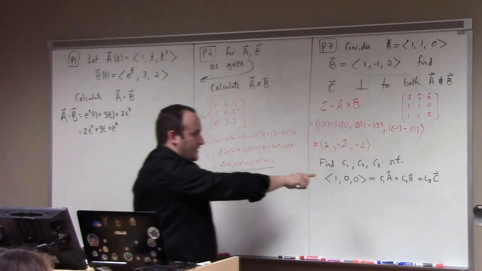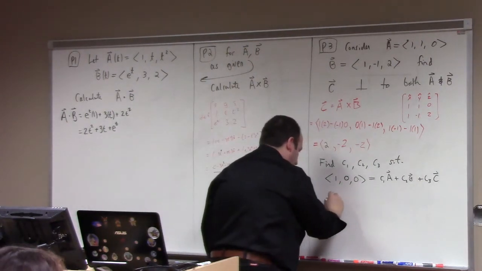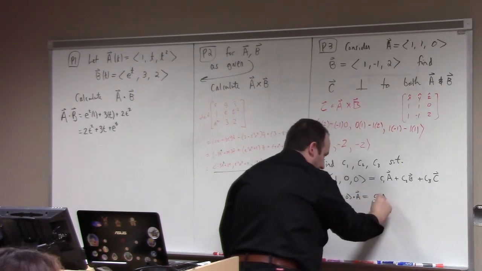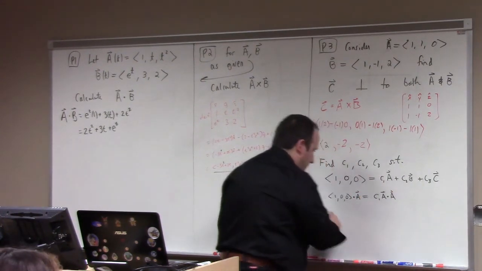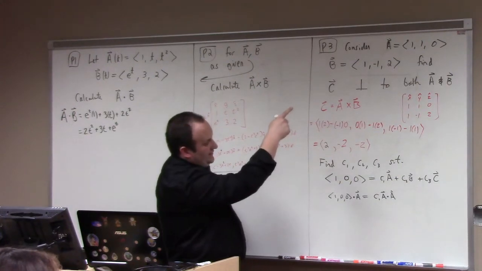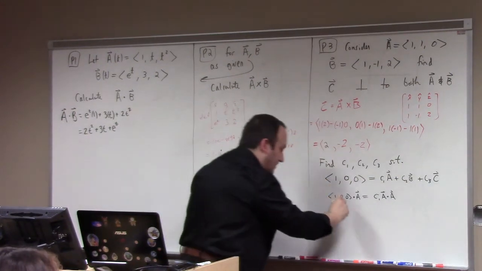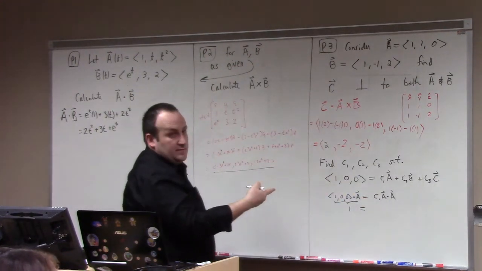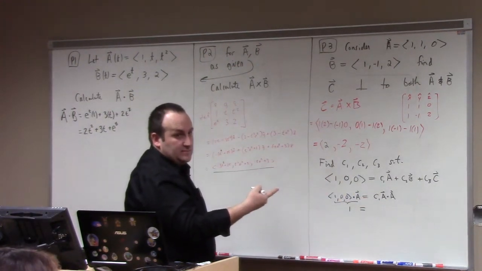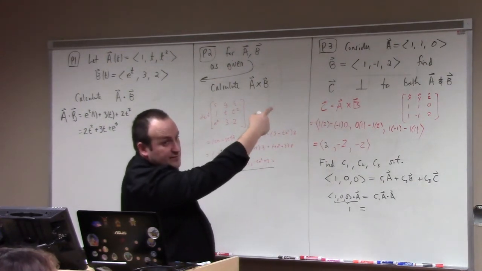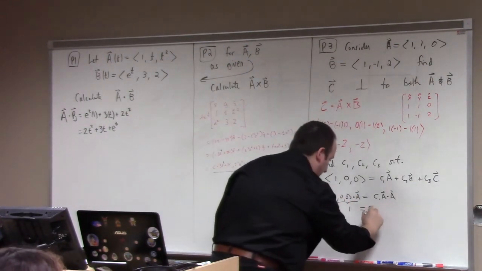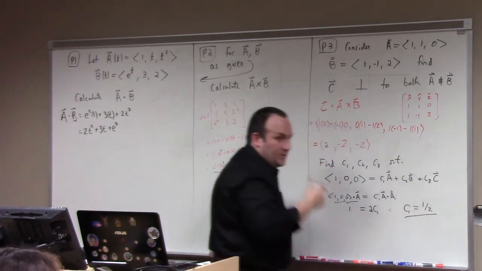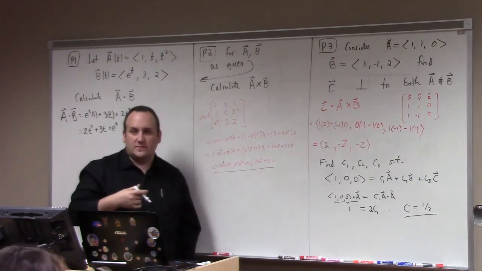By construction, C is perpendicular to A and B, but A and B I also gave you perpendicular, right? So if I take the dot product of this with A, what do I get? I get C1 A dot A. Well, what is A dot A? The length of A squared, right? It's also just by straight computation 2. So I get 2C1, right? C1 equals 1/2.